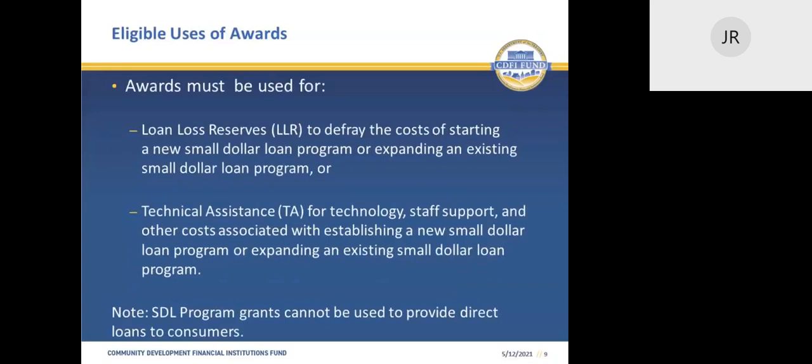Per the Small Dollar Loan Program statute, there are 2 eligible uses of awards. The awards may be used for loan loss reserves to defray the cost of starting a new small dollar loan program, or expanding an existing small dollar loan program, or for technical assistance for technology, staff support, and other costs associated with establishing a new small dollar loan program or expanding an existing small dollar loan program. Please note that our grants cannot be used to provide direct loans to consumers.